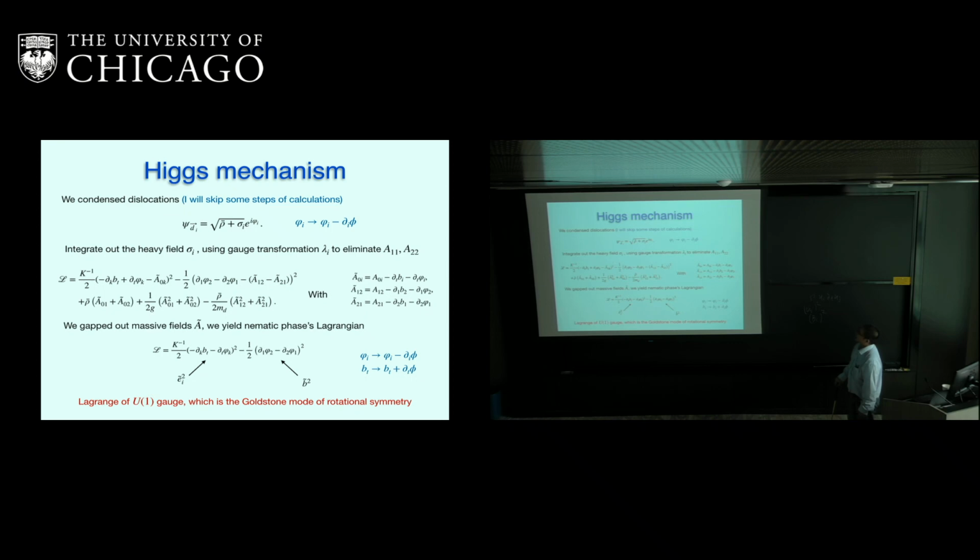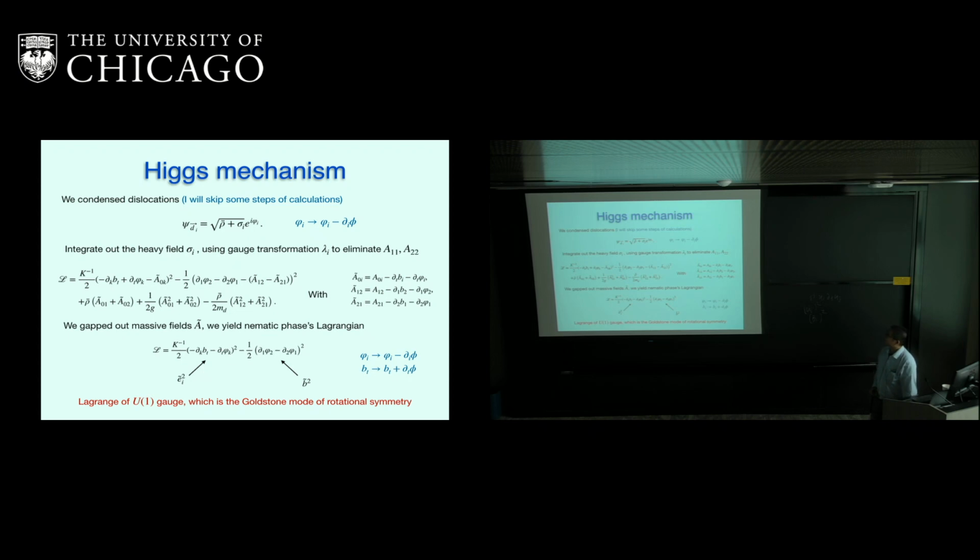Okay, and then we do some kind of gauge transformation to eliminate the I11 and I22, and then we see that we have the new field which, after eating the Goldstone, gets mass. So from this equation, phi I here is the phase of the dislocation I after it's condensed, and then you gap out the other field, and you have the final Lagrangian. This thing is the effective theory of the U(1) field, and this thing is the Goldstone mode of rotational symmetry.